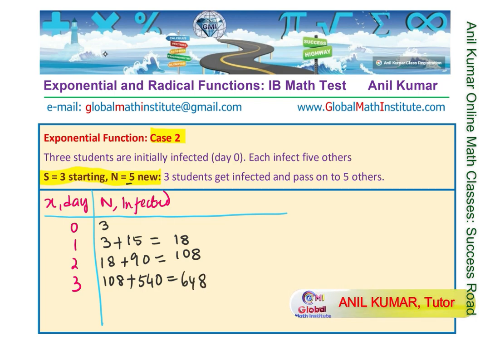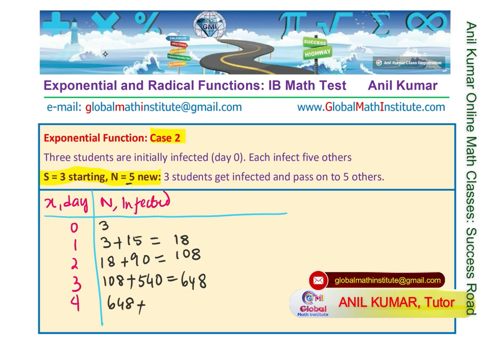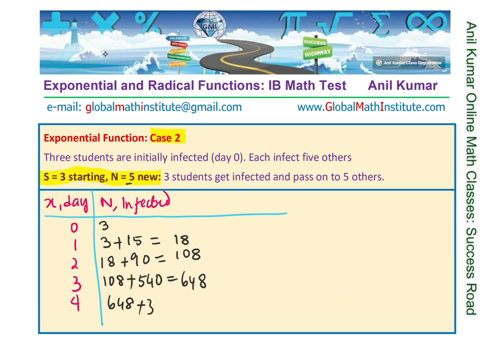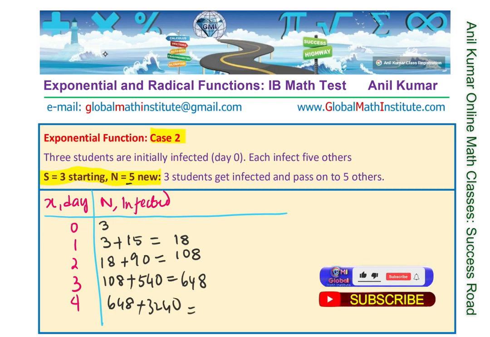You see how rapidly it is growing, right? So on day 4, you can again do the calculations with 648 plus 5 times 648, which is 3240, and then to this add 648.